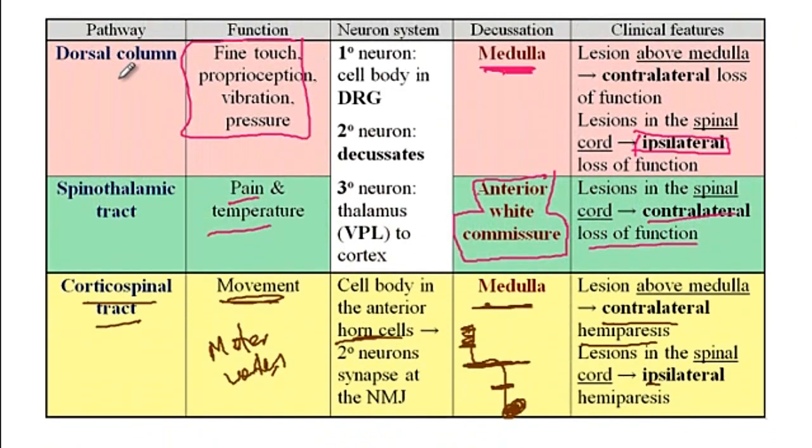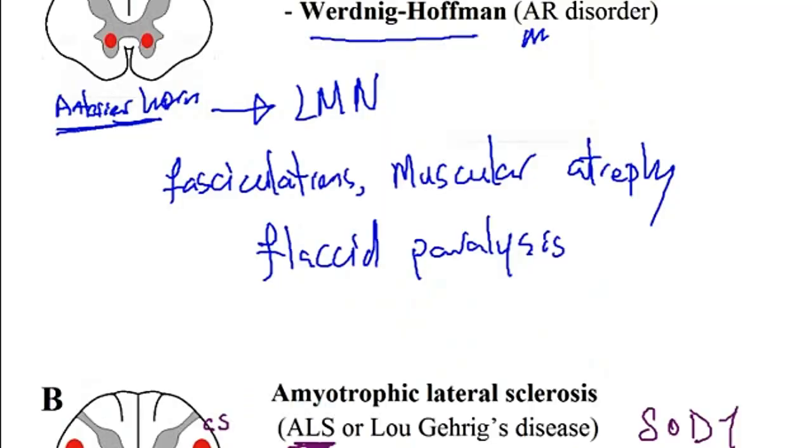So with the dorsal column, lesions of the spinal cord cause ipsilateral loss of vibration and position sense. With the corticospinal tract, lesions of the spinal cord again cause ipsilateral hemiparesis, while with the spinothalamic tract, lesions of the spinal cord cause contralateral loss of the function because there has been decussation at the level of the anterior white commissure.